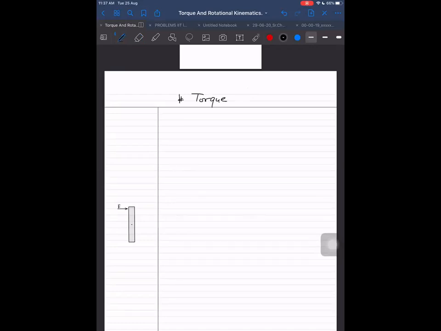Torque is defined as, and torque also I will define in two ways. One is torque about a point. First of all, I will define torque about a point. I will give you just the definition.